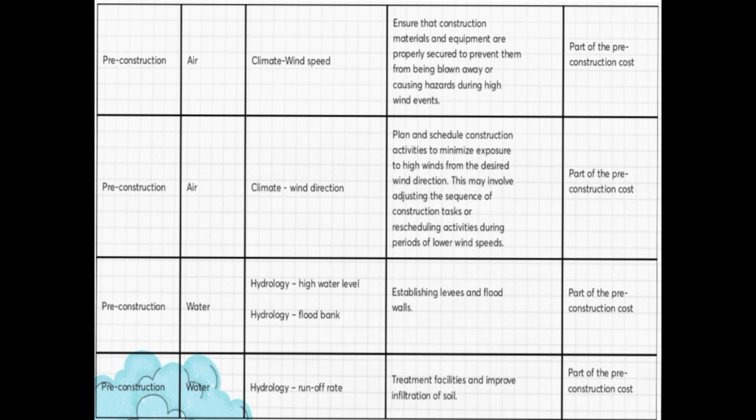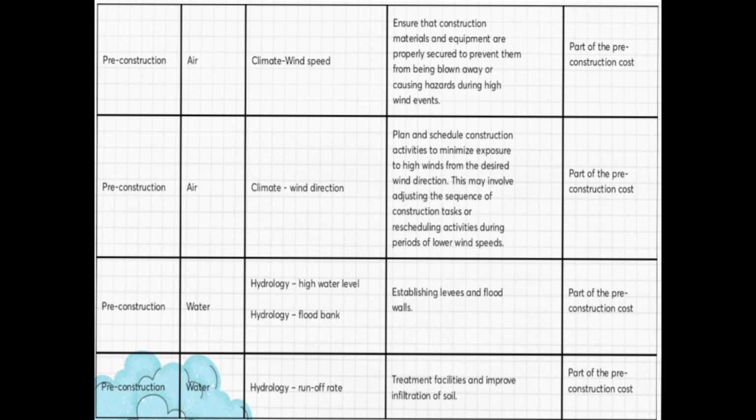And then next, under the pre-construction, is the same as what I discussed. So we have air and then climate and wind speed under the predicted impacts. Then the mitigation measure is to ensure that construction materials and equipment are properly secured to prevent them from being blown away or causing hazards during high wind events. So the cost is part of the pre-construction cost.